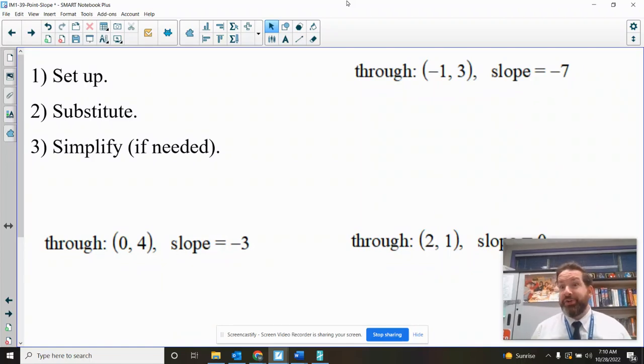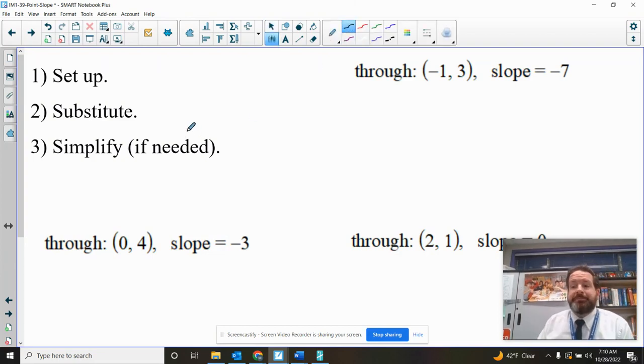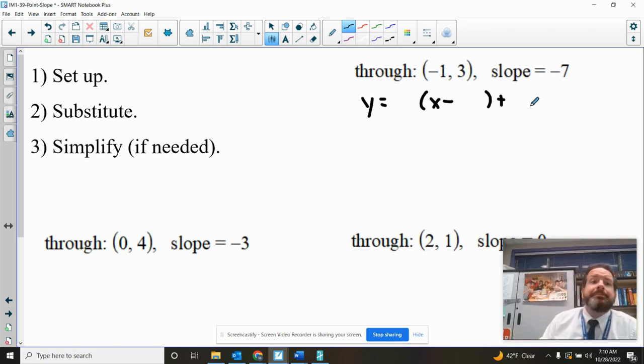The best way to get good at using the point slope equation is to do some examples. So let's do that. For the first, let's work through it together. The process we'll use is the same every time. Setup first. By setup, I mean start with y equals, leave space for the slope, x minus, leave space for the x1 number, plus, and then leave space for the y1 number. That's your setup every time.